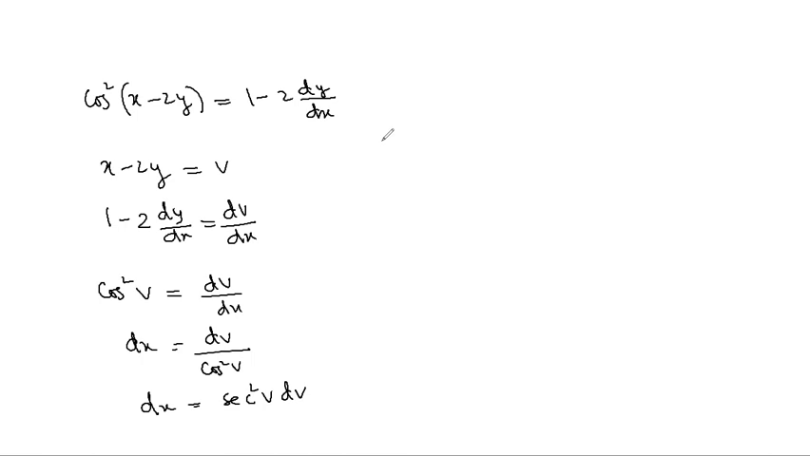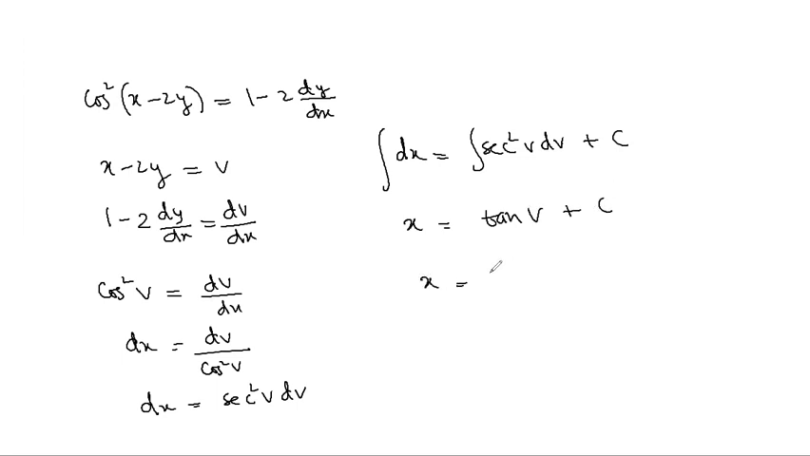Now integrating, dx is integral sec square v dv plus c. Hence the answer is x is tan v plus c. So x equal to tan of (x minus 2y) plus c is the general solution.